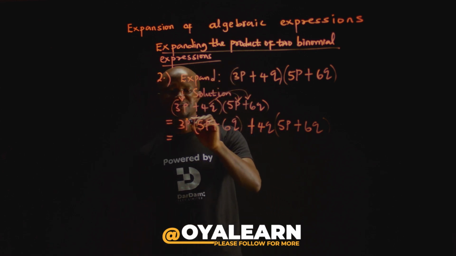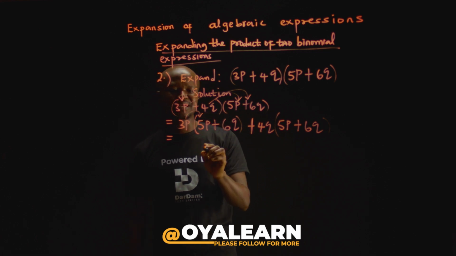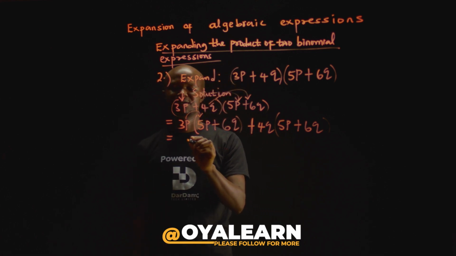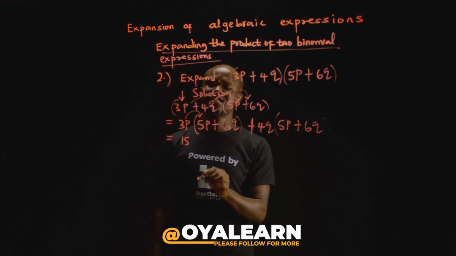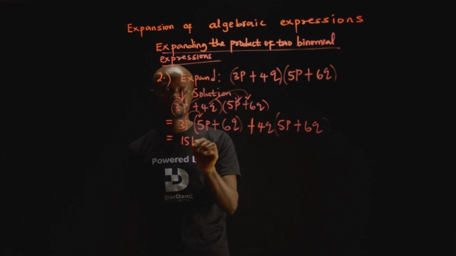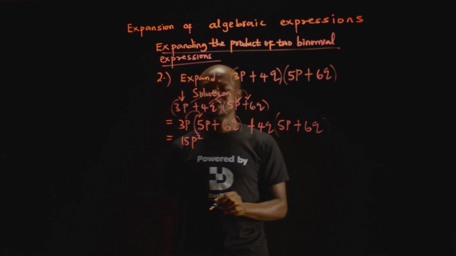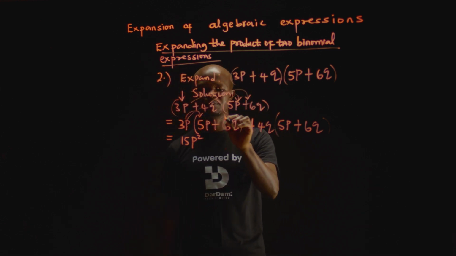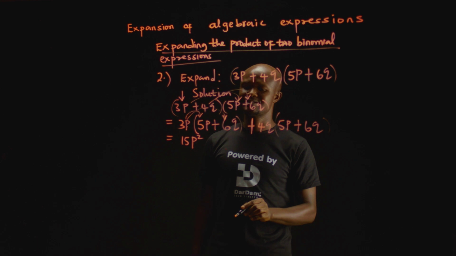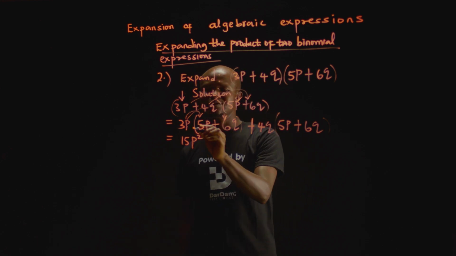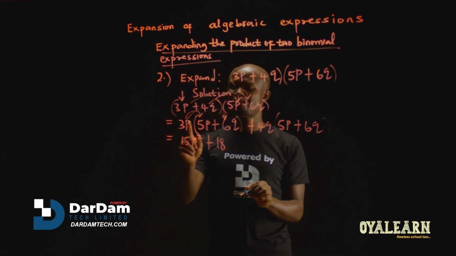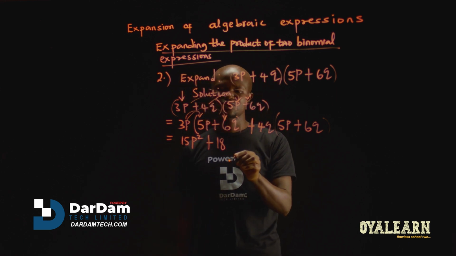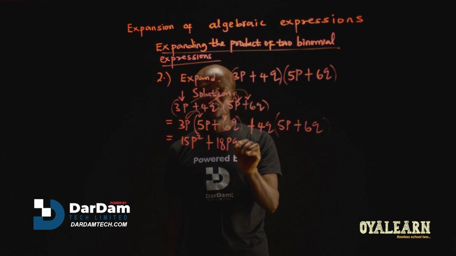Then we have 3P times 5P. 3 times 5 is 15. Now, P times P is P squared. Now, we use that same 3P to multiply 6Q. Now, 3 times 6, what do we have? That's 18. Then P times Q is PQ.